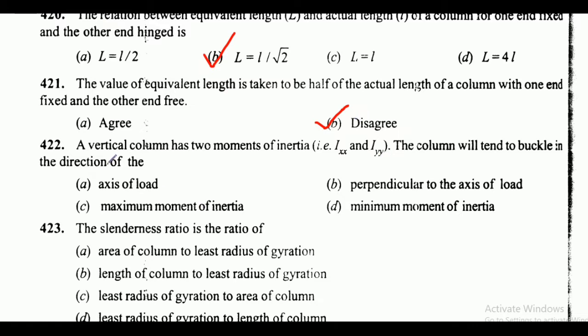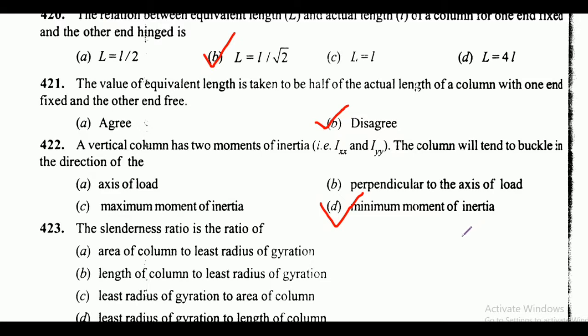Next: a vertical column has two moments of inertia, that is Ixx and Iyy. The column will tend to buckle in the direction of the, here options are: axis of load, perpendicular to the axis of load, maximum moment of inertia, and option D is minimum moment of inertia. So here, friends, the correct answer is option D, that is minimum moment of inertia.